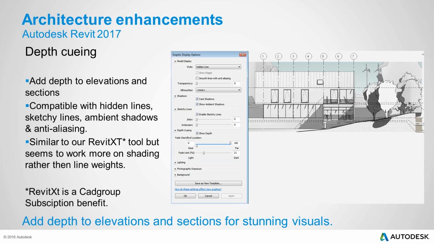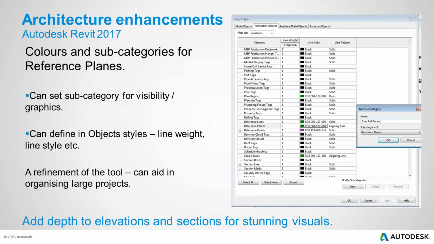It's more about making things faded over distance rather than changing the line weights, as far as I can tell. We do have the Revit XT tool that's a subscription benefit if you're with CADgroup that actually does change the line weights. So perhaps those two tools could work in collaboration in a view. But I'll show you quickly anyway what that tool does.